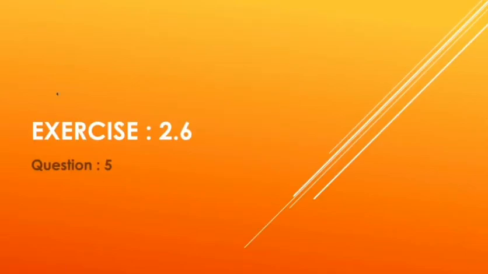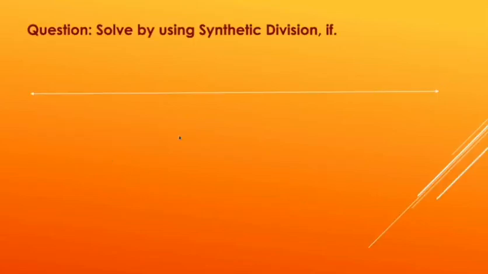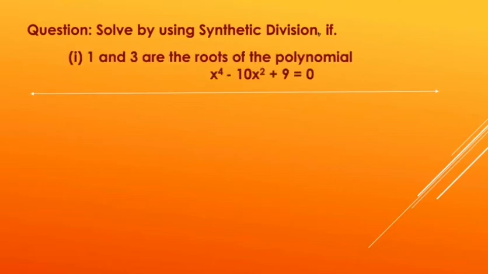Now we will do question number 5 of exercise number 2.6. The statement of the question is: solve by using synthetic division if 1 and 3 are the roots of the polynomial x4 minus 10x square plus 9 is equal to 0.